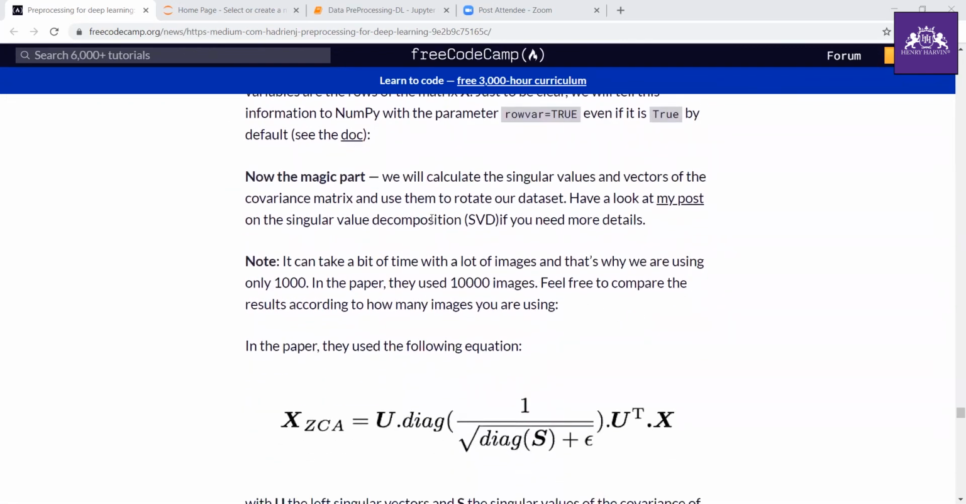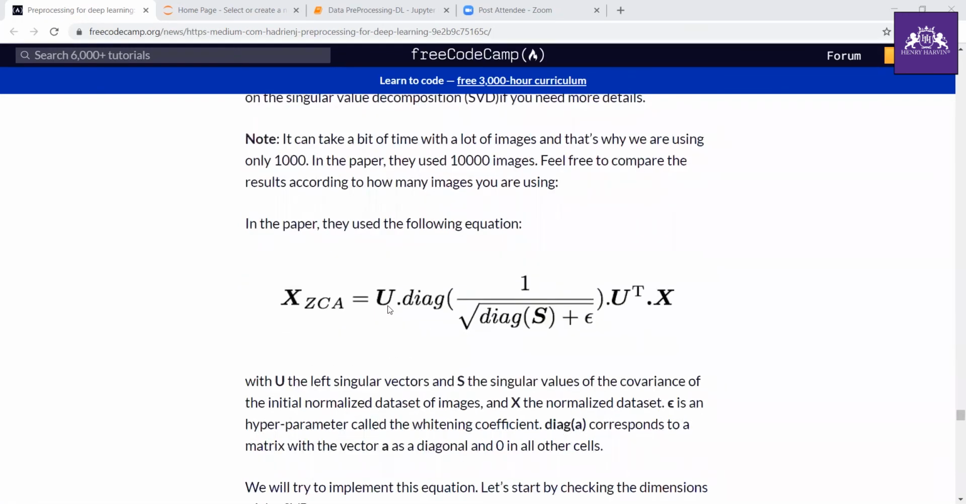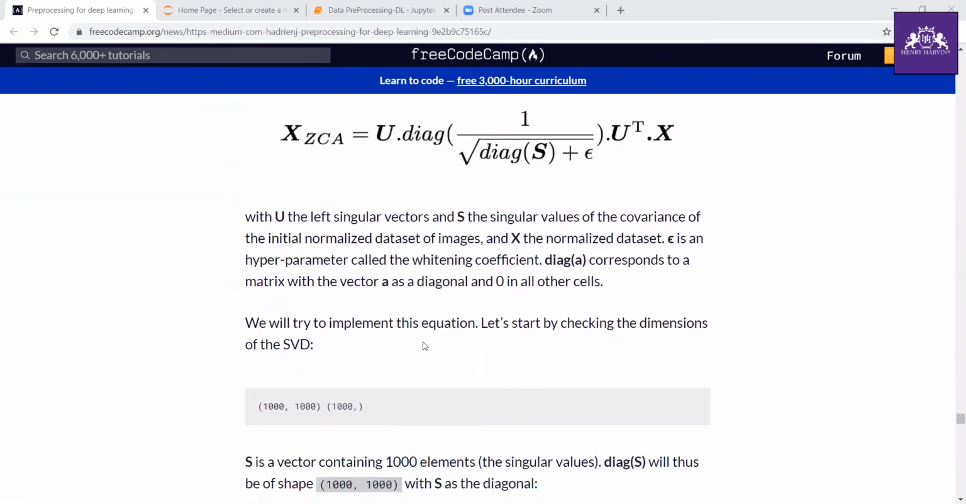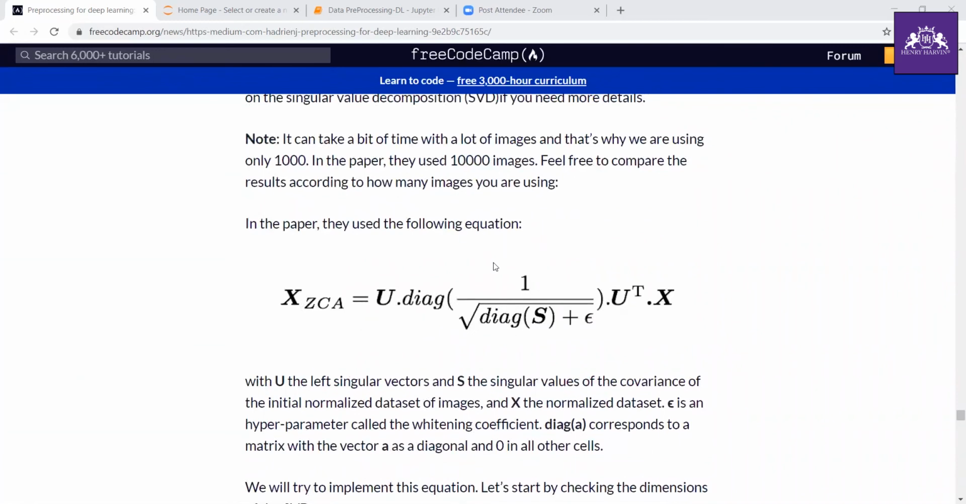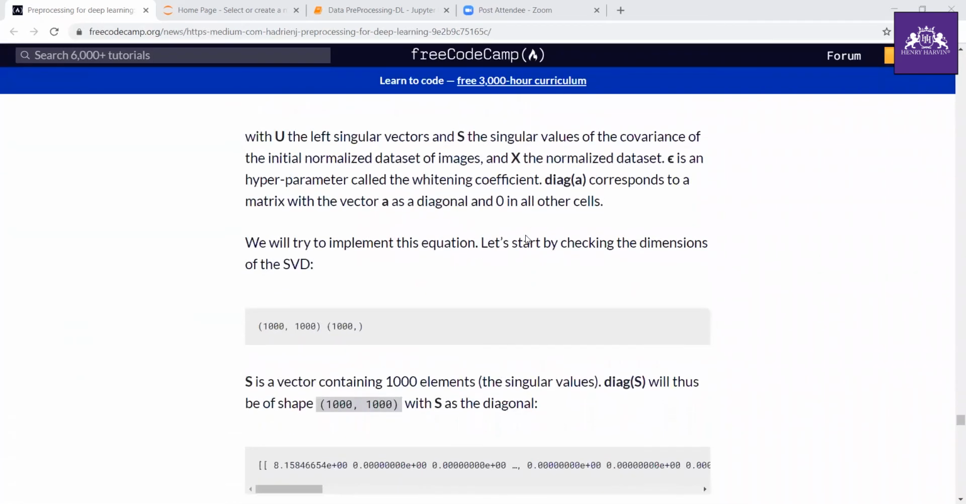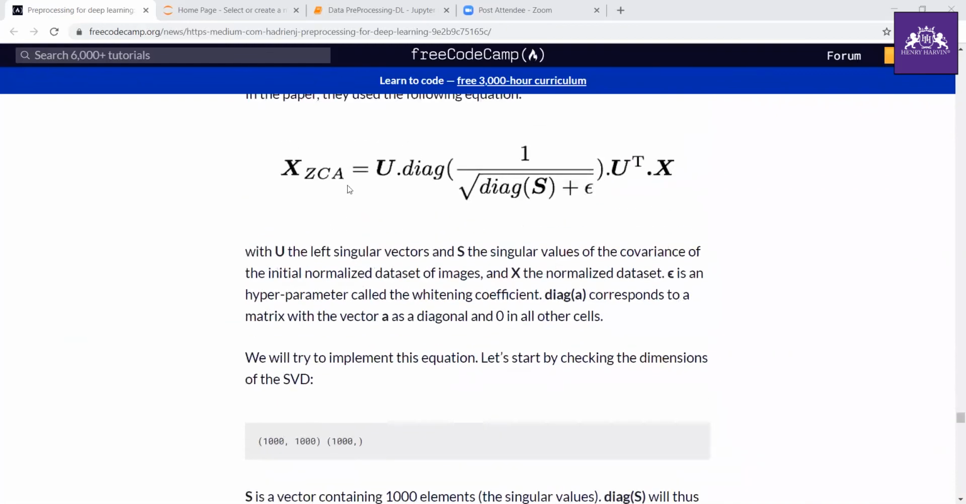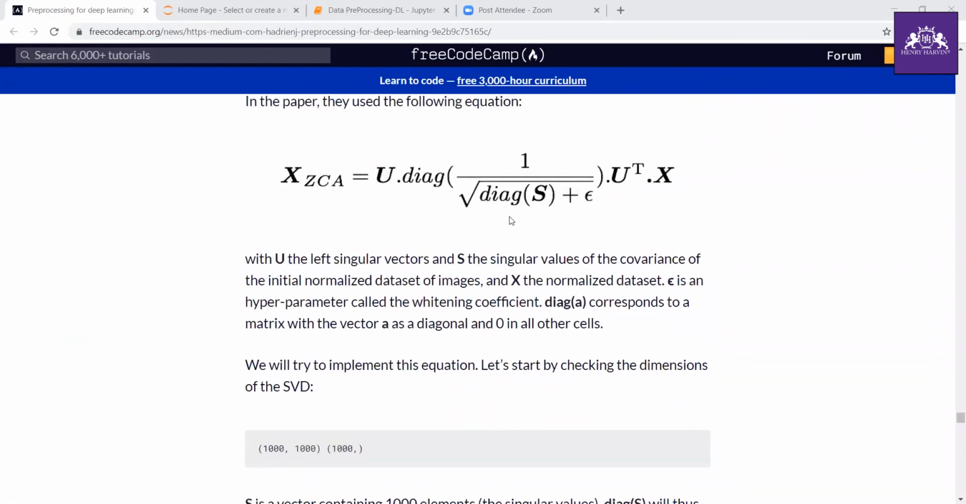Now the magic part is that we will calculate the singular values and vectors of the covariance matrix and use them to rotate our data set. We had a lot of images and we are using only 1000, because I do not want to use everything. You can see the formula now: U dot diag of 1 divided by square root of diag of S plus epsilon, U transpose dot X.